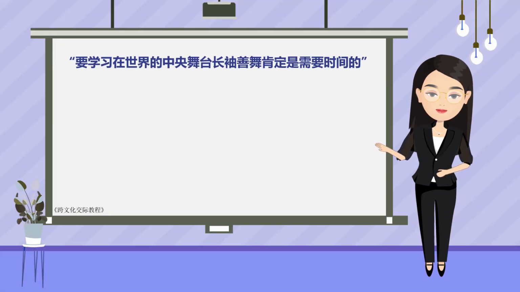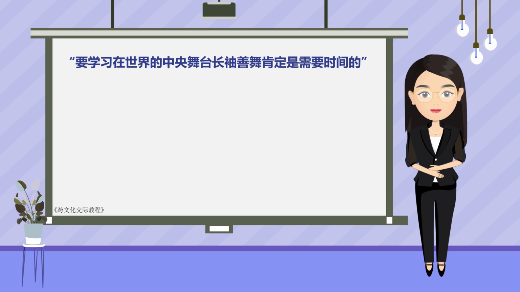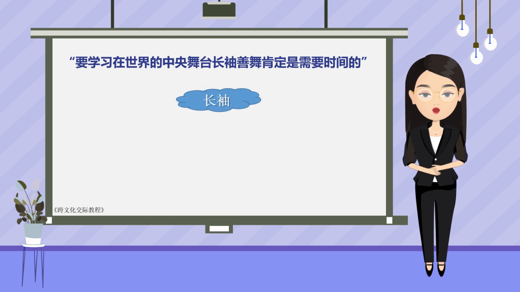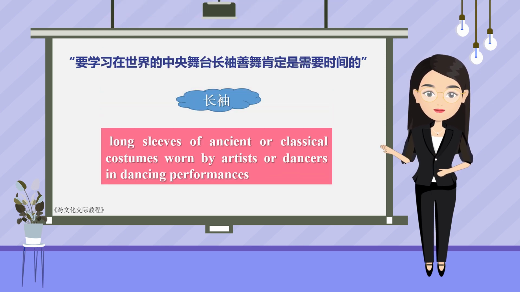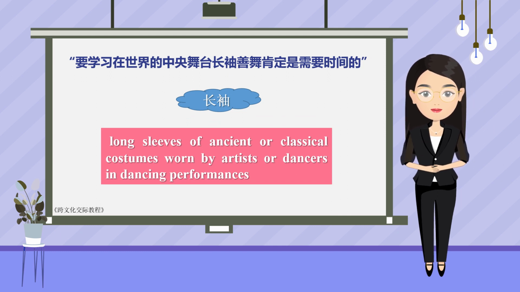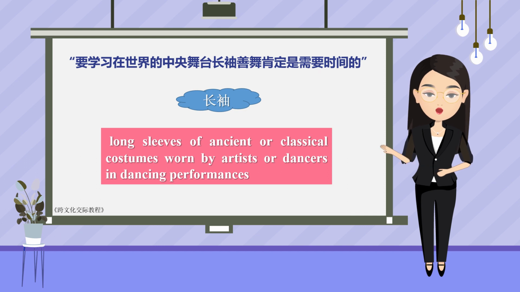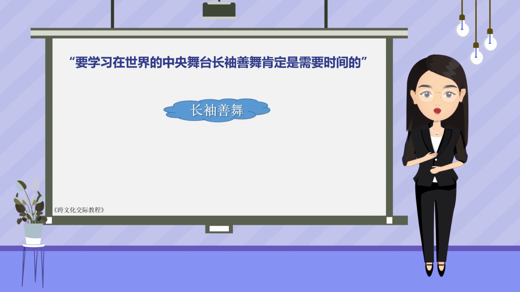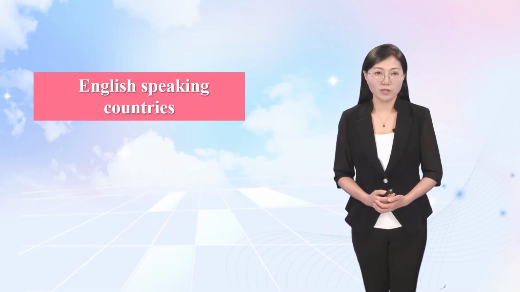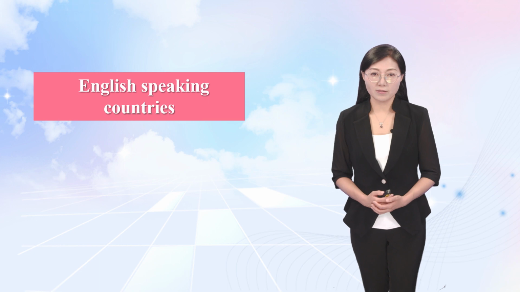要学习在世界的中央舞台长袖善舞肯定是需要时间的。In Chinese culture, 长袖 literally means long sleeves of Asian or classical costumes worn by artists or dancers in dancing performances. 长袖善舞 can be explained as perform skillfully and gracefully. But in the culture of English-speaking countries, there's no such an object.